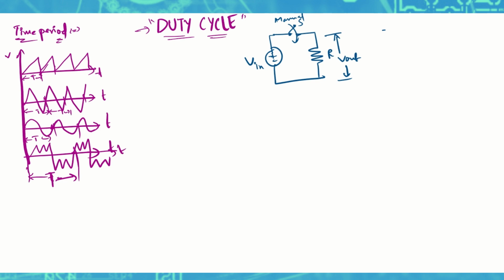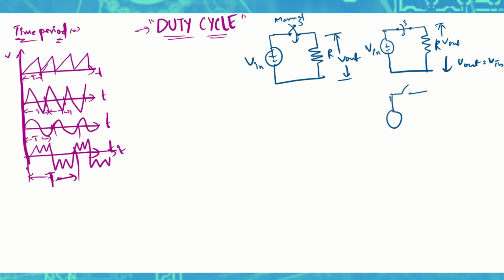As you know, when the switch is closed, what is the voltage across the load? I hope you can guess it. It's simple, right? When the switch is closed, the output voltage is the same as the input voltage, V out is nothing but V in, because the load is in parallel with the source. Now when the switch is open, what is the voltage across the load? Can you guess? Yeah, the voltage across the load is going to be 0. Why? Let me write it down here.